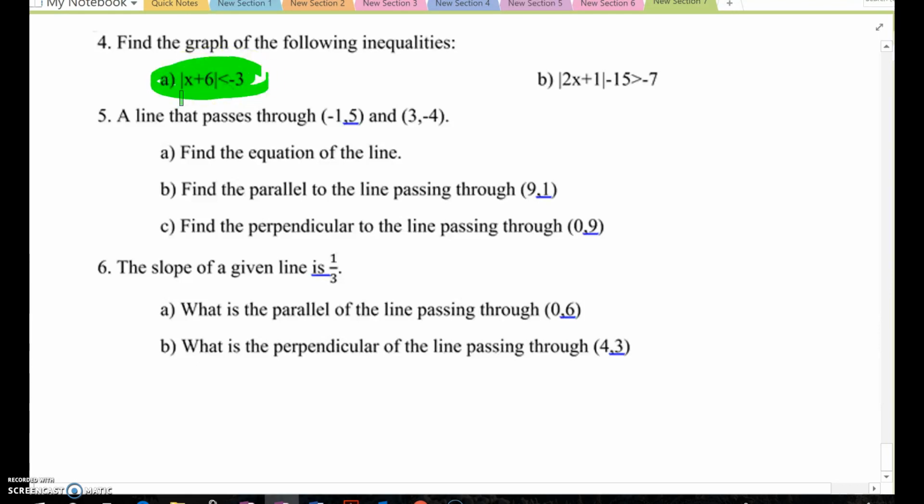So before solving this problem, can any absolute value be less than a negative number? No, right? Since in this case this absolute value is less than negative 3, it is not possible to draw on the graph. So in this case, not possible.